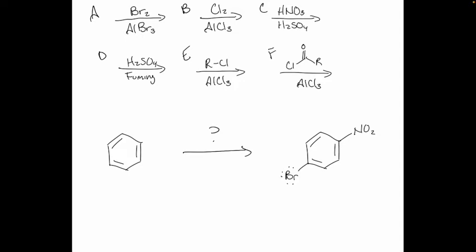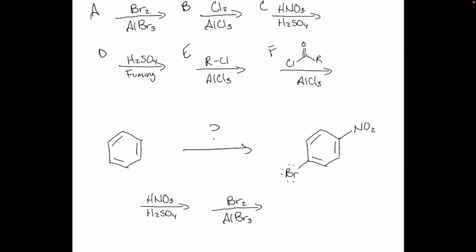Which one am I going to use? I'm going to need A and C, yeah. So for my NO2 group, I'm going to need this one, okay? And then for my Br, I'm going to need A. So let's just grab these two, put them down here, okay? So I have my two reactions that I'm going to need to carry this out.